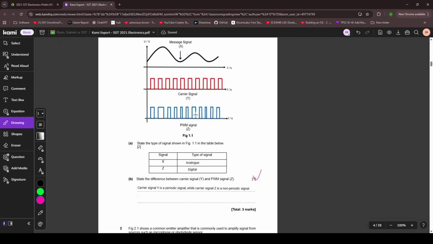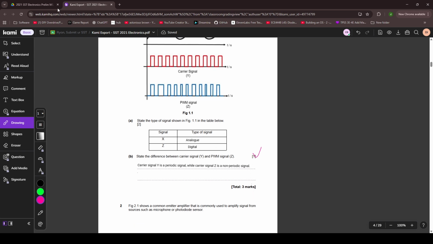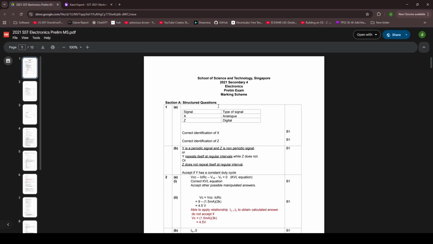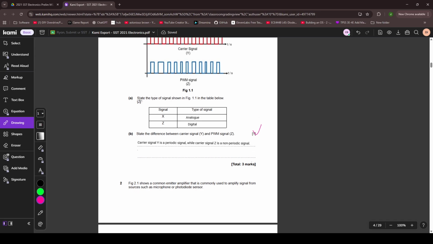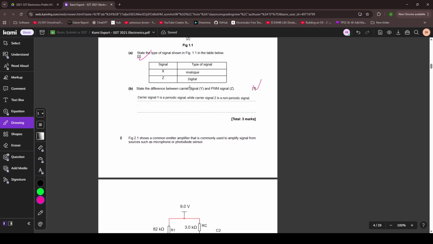State the difference between Y and Z. Carrier signal Y is periodic, while carrier signal Z is non-periodic. Is that how you spell signal? It is. Oh wait, this is 2 marks. Okay, so you get full marks here.